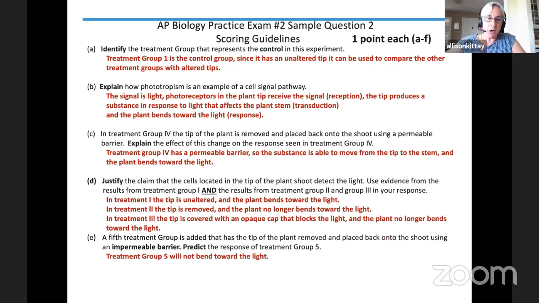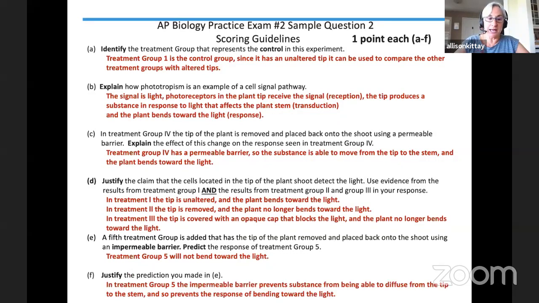In part E, we're going to add a 5th treatment group, and it has the tip removed and placed back on... toward the light. Just our prediction, and now we need to justify our prediction.